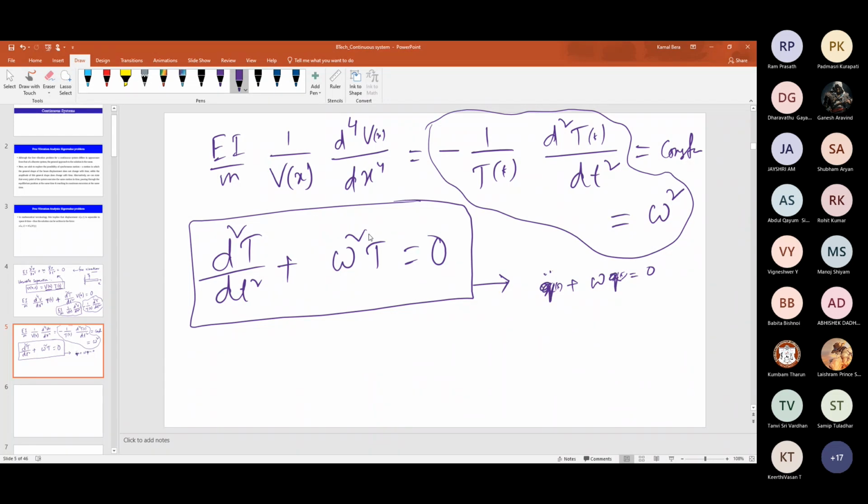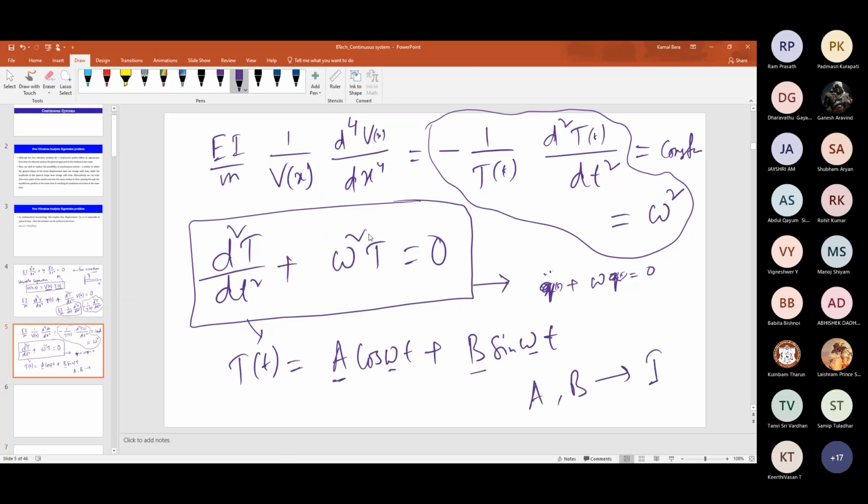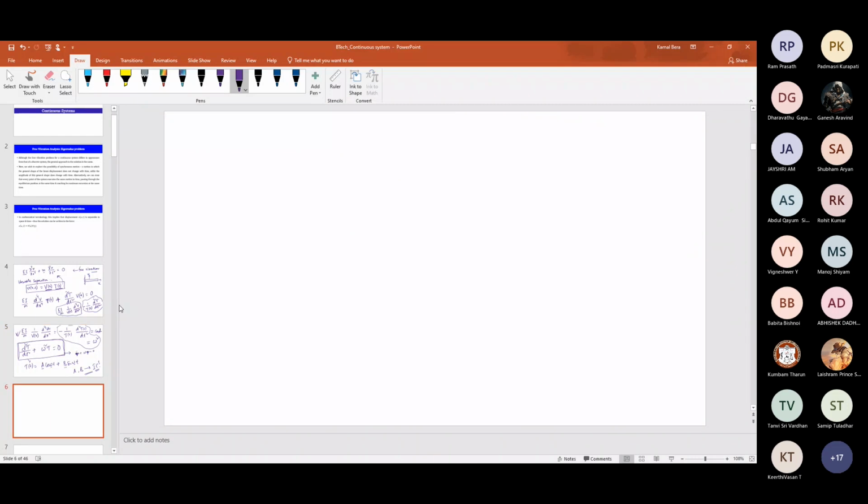Similar type. So the solution we know: T(t) equals some constant A cosine omega t plus B sine omega t. We do not know omega, that you have to find out. A and B can be found out from the two initial conditions on displacement and velocity at time t equal to 0. So that is well known to us. Now the balance is that this equation we have to treat and find out the natural frequencies and modes.